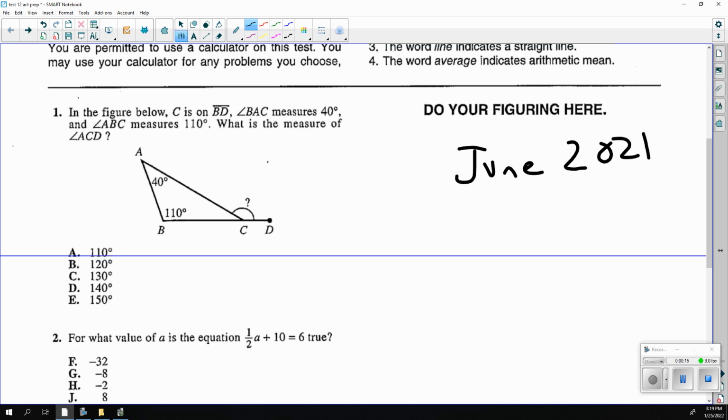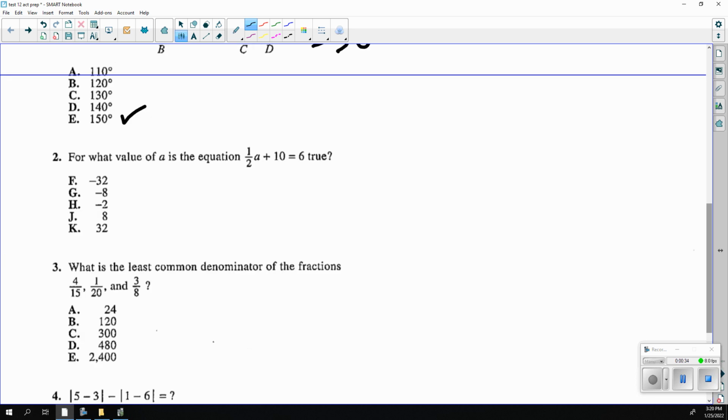Three angles of a triangle add up to 180. So 110 and 40 make 150, which makes this 30. And then these two angles must be supplementary. So the answer is 180 minus 30, 150, E. That is a frequent flyer.